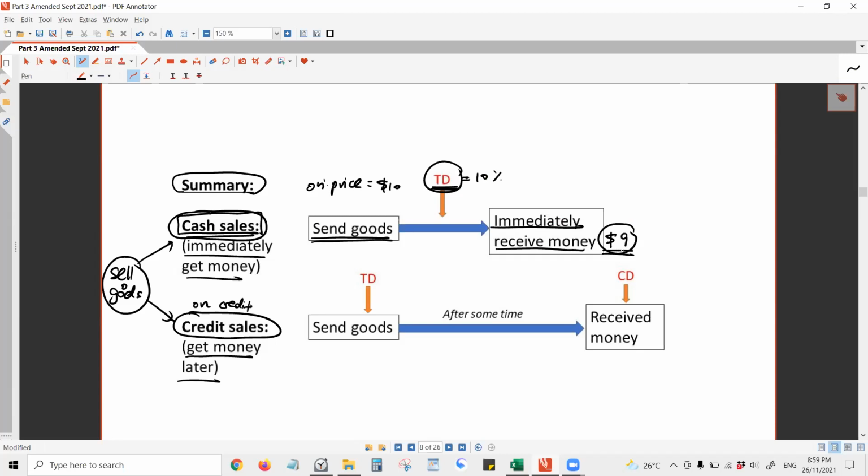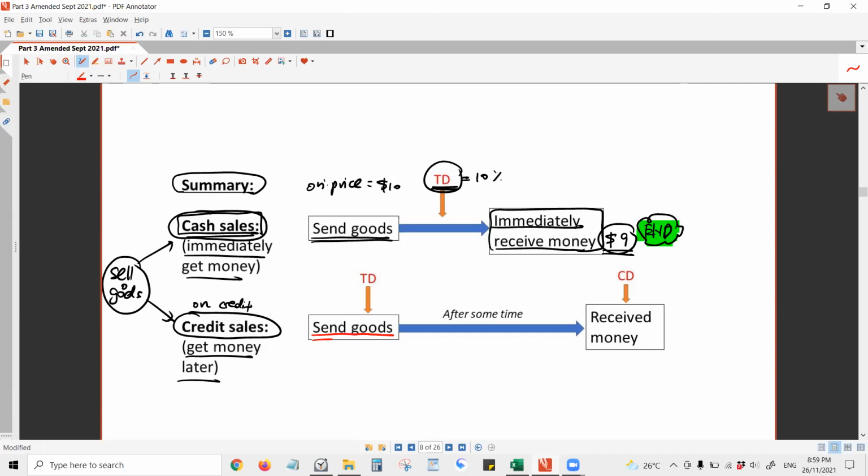Okay, original price is $10. Trade discount, for example 10%, and you will get $9 on the spot. Do customers owe us or not? No, right? Because we get money on the spot. Therefore, here's the ending. End of story, right? For the first transaction. Therefore, cash discount would never appear for cash sales because customers pay on the spot. Okay, agree? So for cash sales, whenever customers buy and pay immediately, only one kind of discount can appear, which is trade discount. Now, on the other hand, credit sales.